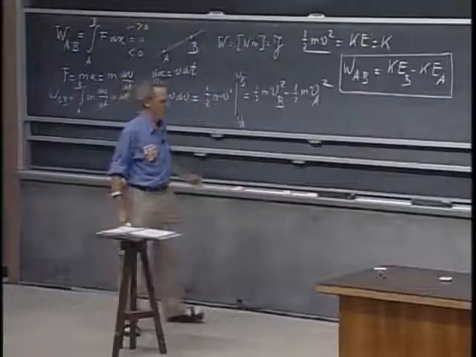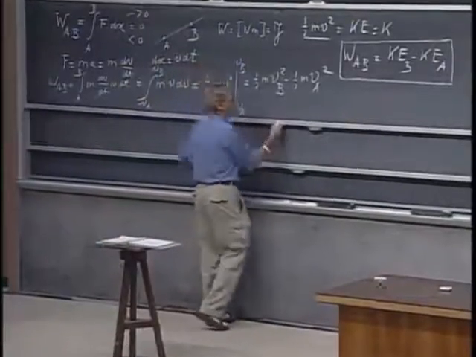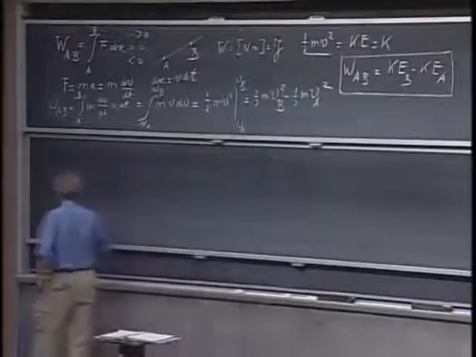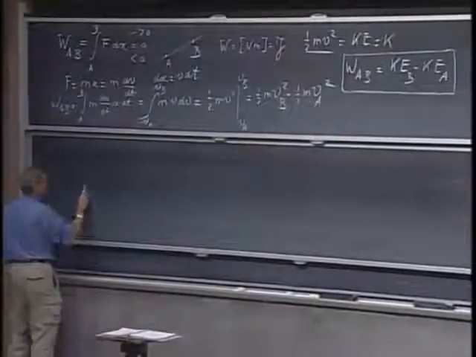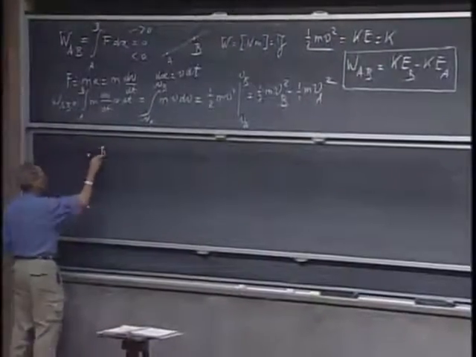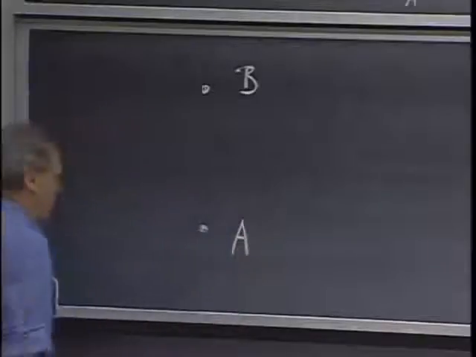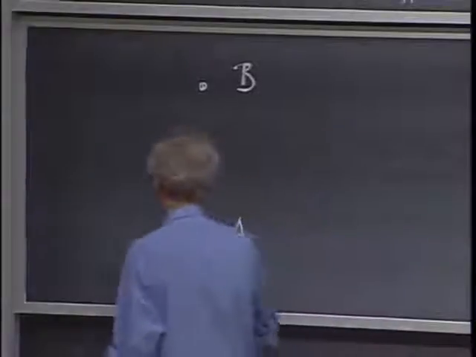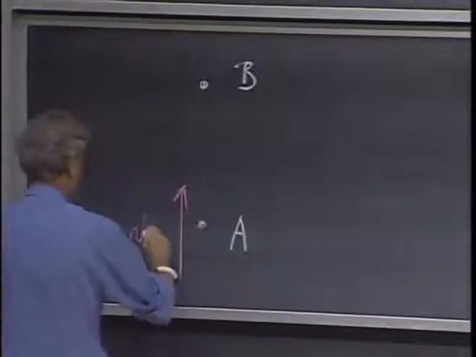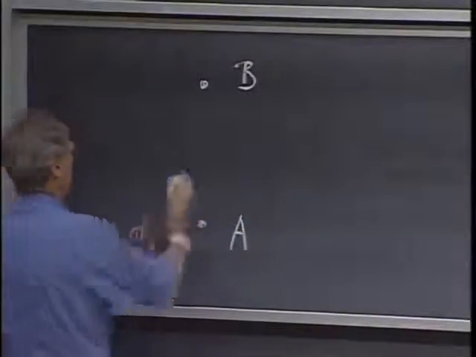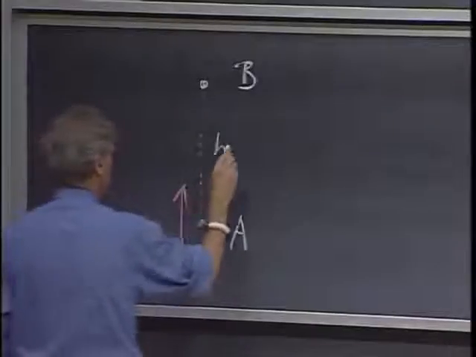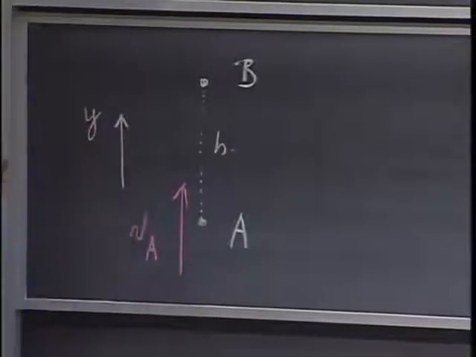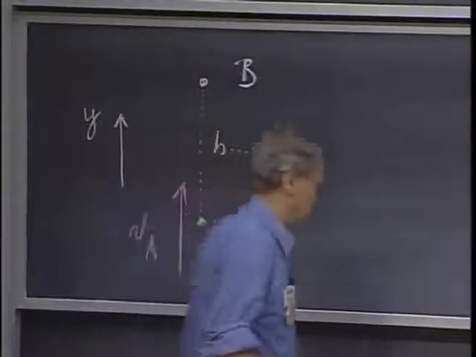Let's do a simple example. Applying this work energy theorem, I have an object that I want to move from A to B. I let gravity do that. I give it a velocity. Here is the velocity VA. And let the separation be h, and this could be my increasing y direction.